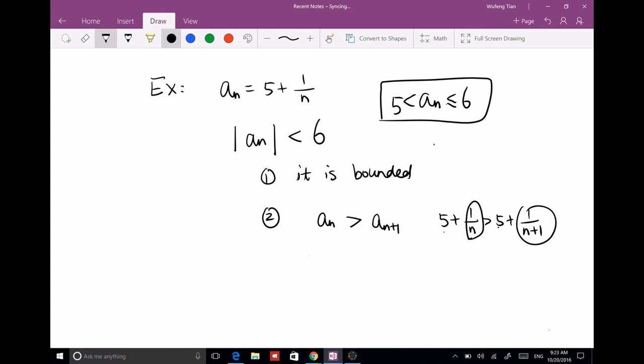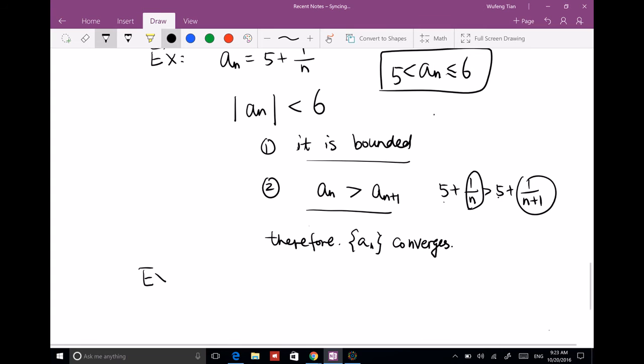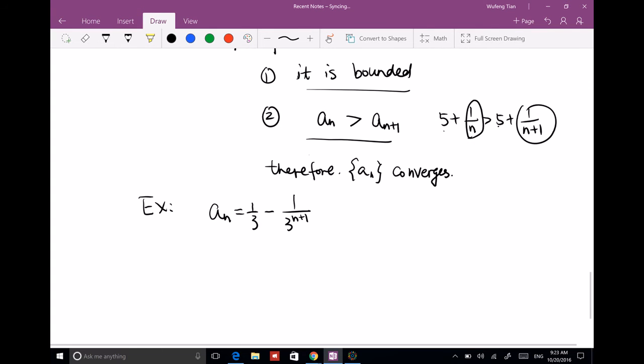It's a decreasing sequence. So then we have first and second, a bounded monotonic sequence. Therefore, a_n converges. Makes sense, right? Okay, let's look at one more example. Thank you very much, Lacey. Next example, a_n equals 1 over 3 minus 1 over 3^n plus 1. So still, can you find this one? Use the monotonic theorem to prove it converges.